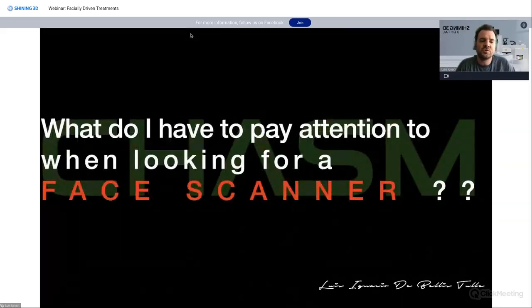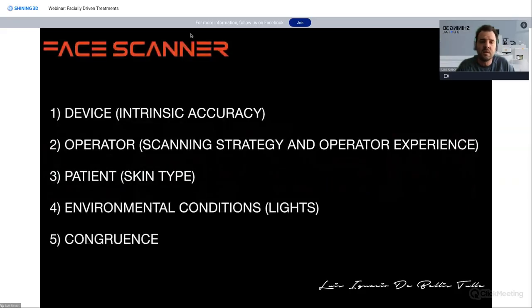But what do I have to pay attention to when looking for a face scanner? Because as I told you, we don't want to fall into that chasm. It is not going to be desirable for us to fall into that chasm. Not only face scanners, all scanners have a device intrinsic accuracy. You will see all the spec data of different scanners, and they all have different specs.